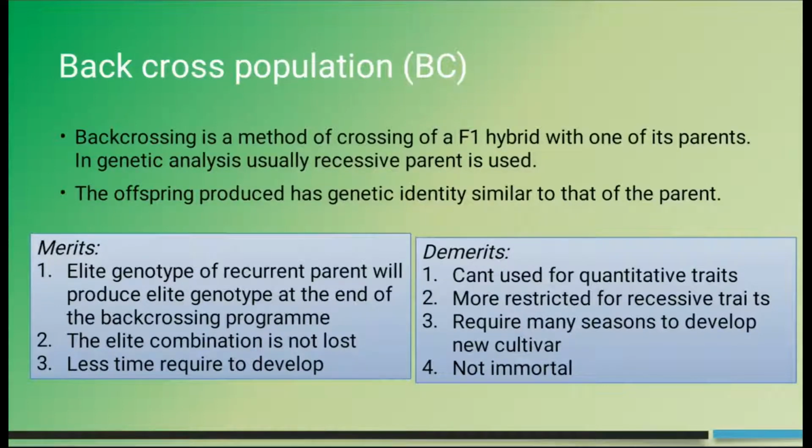Next one is the backcross population. Backcrossing is a method of crossing the F1 hybrid with one of its parents, and usually we cross the F1 with the recessive parent. The offspring produced has a genetic identity similar to that of the parent.